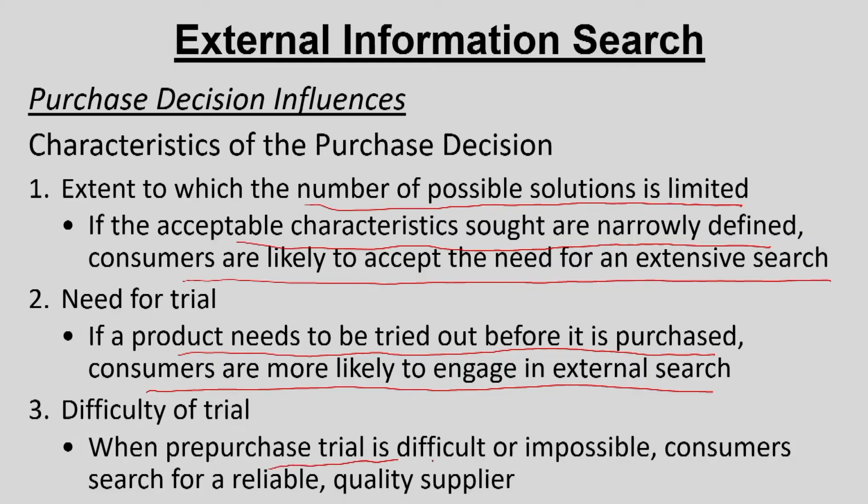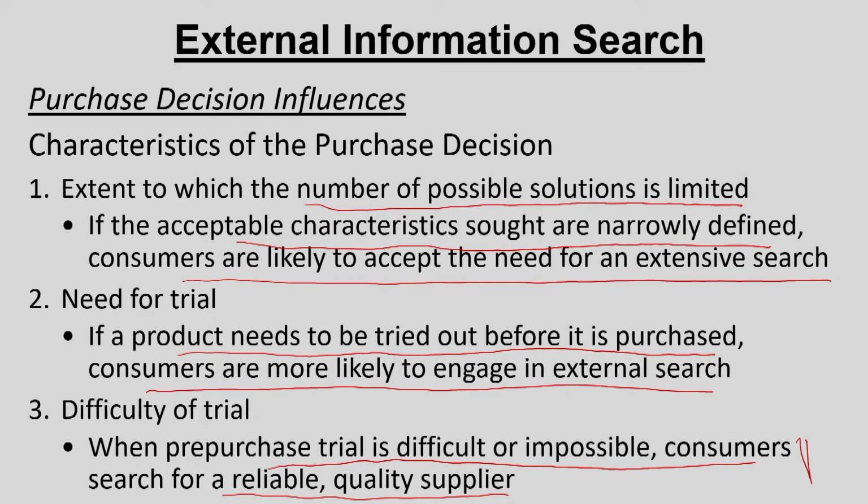And in cases where pre-purchase trial is difficult or impossible, consumers search for reliable information. There are certain kinds of products which you cannot trial. Once you use it, it's yours, kind of thing. So, when there is a difficulty of trial for a particular product, in terms of its non-availability, or if you open it you have to really buy it, such as gift items and things like that, then you do more search, because the trial is not available.